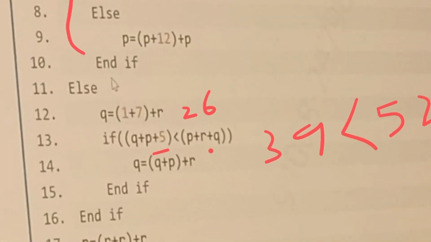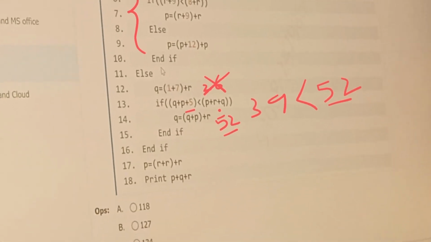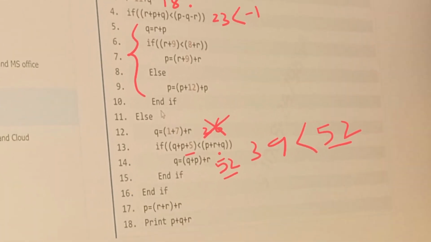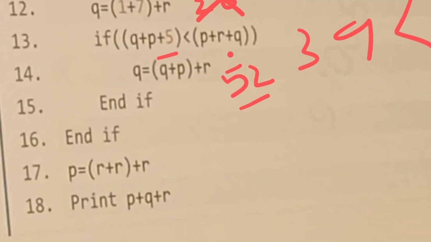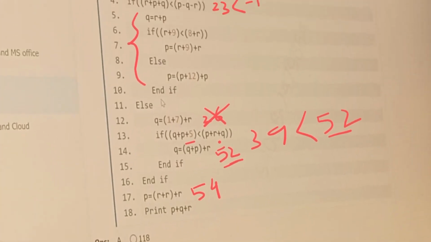So q is equal to p plus q plus r. As we got, that is 52, so the new value of q becomes 52. Now we are going to after the if block. The value of p becomes r plus r plus r. The value of r was 18, so this becomes 18 multiplied by 3, that is 54. So the value of p is 54, the value of q is 52, and the value of r is 18.